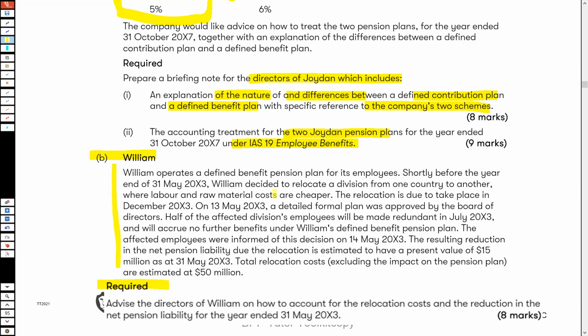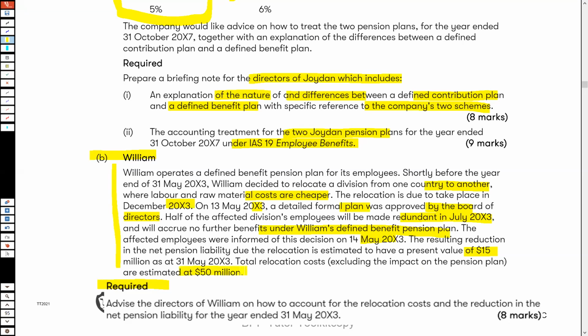It says William operates a defined benefit pension plan for its employees. Shortly before the year end of 31st May, William decided to relocate a division from one country to another where labor and raw material costs are cheaper. The relocation is due to take place in December. On 13th May, a detailed formal plan was approved by the board of directors. Half of the affected division's employees will be made redundant in July and will accrue no further benefits under the pension scheme. The affected employees were informed of this decision on 14 May. The resulting reduction in net pension liability due to relocation is estimated to have a present value of 15 million. The total relocation costs, excluding the impact on the pension plan, are estimated at 50 million.